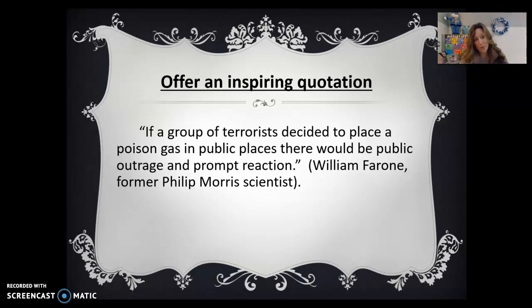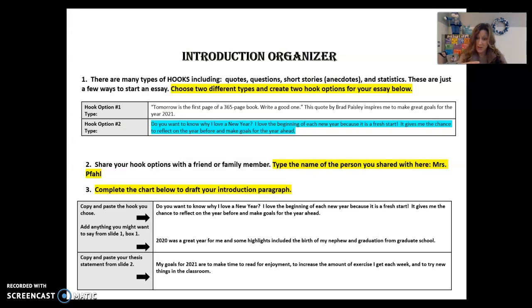So there's just 4 types. There are more types of hooks than just 4. These are the 4 that I want you to think about trying to use for your New Year's essay. So here are the examples that I used. So here is the exact slide that you're going to be working on.